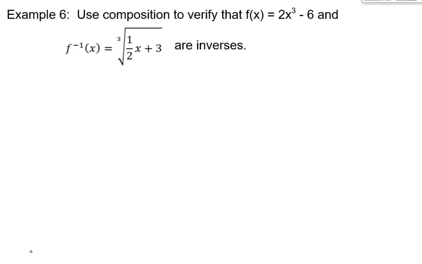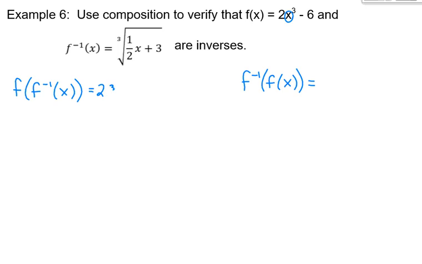Okay, so this time I've called them f and f inverse, so I'm going to show that f of f inverse of x equals x, and then I'm also going to show that f inverse of f of x equals x to verify or prove that we have inverses. So here the f inverse function is on the inside, so we're putting it inside the f function in place of that x. So we have 2 times the cube root of 1/2 x plus 3 cubed minus 6. Now, of course, the cube and the cube root cancel each other out, so that leaves me with 2 times 1/2 x plus 3 minus 6.